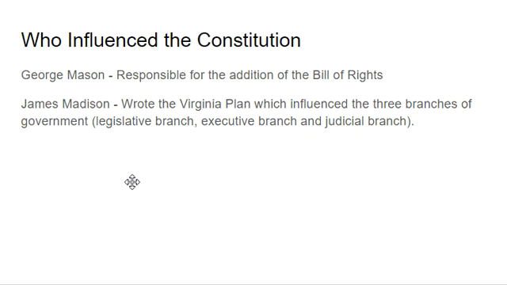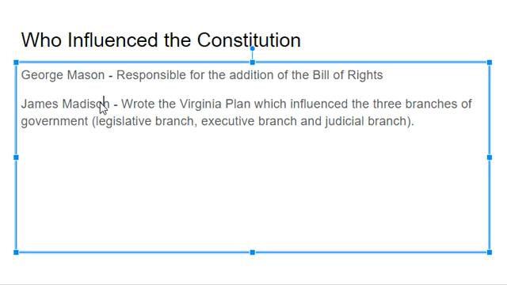And who influenced the Constitution? George Mason. He was responsible for the addition of the Bill of Rights. And James Madison, he wrote the Virginia Plan, which influenced the 3 branches of government, legislative, executive, and judicial. He was the one that had that idea of separation of power.